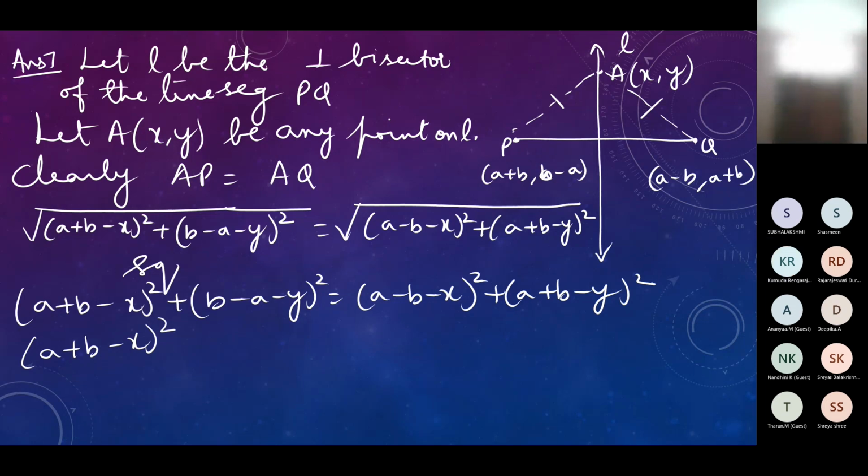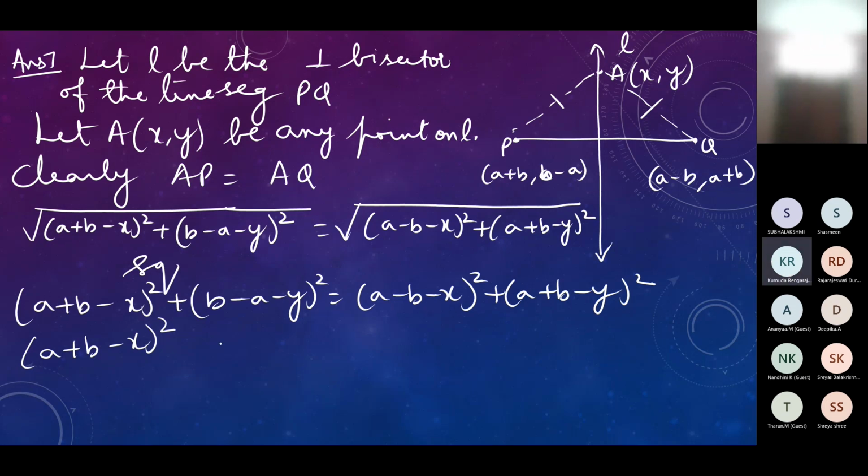Transpose that. B minus X. Yeah. So see, now in the LHS we have A plus B minus X the whole square. In the RHS, we have an expression which has the same terms A, B, and X.